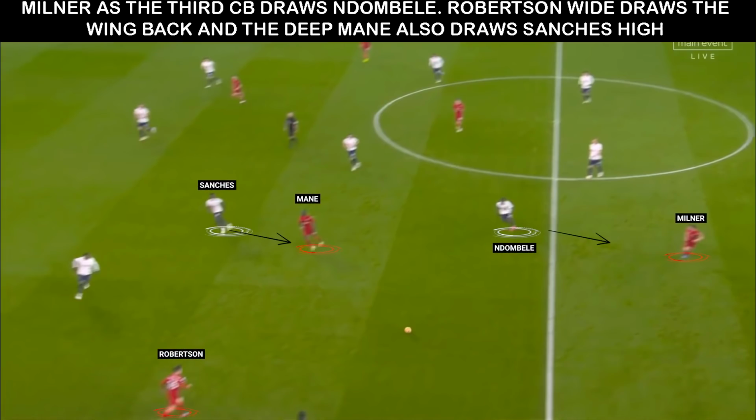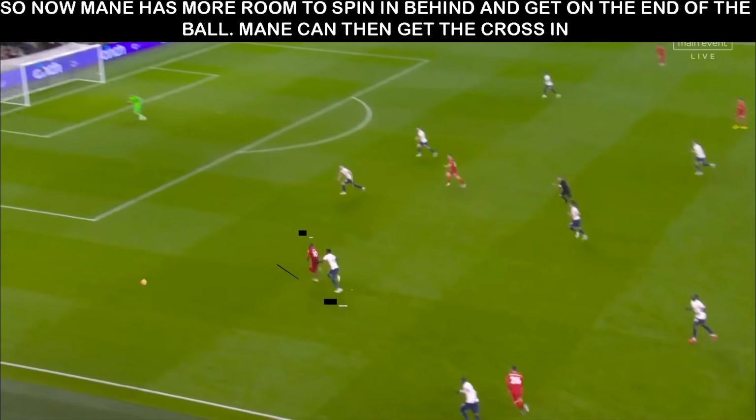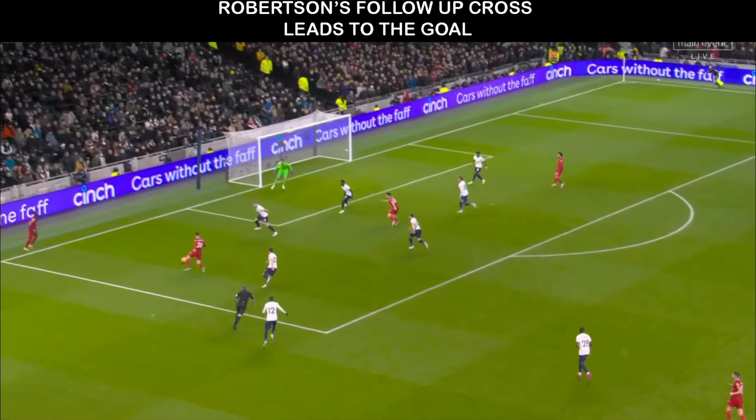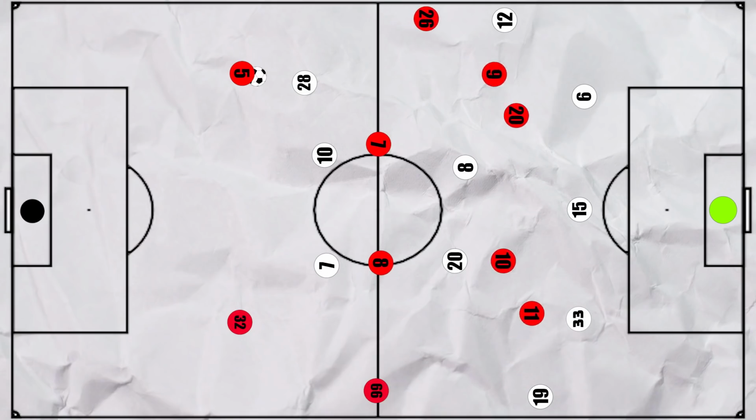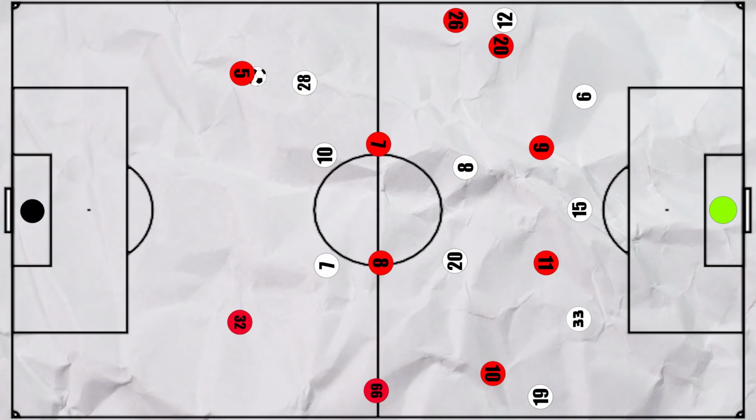Milner receives, having taken up the third centre-back role. Robertson draws the wing-back, and Mane is also coming deep, dragging Sanchez higher up the pitch and creating space. So, when Robertson receives, Mane has space to attack, and though his initial cross is blocked, Robertson's follow-up cross is finished by Jota. When Firmino came on and they switched to the 4-2-4, when they had the left side overload, he could drop in to find space between the lines as Mane pushed the defence deep.